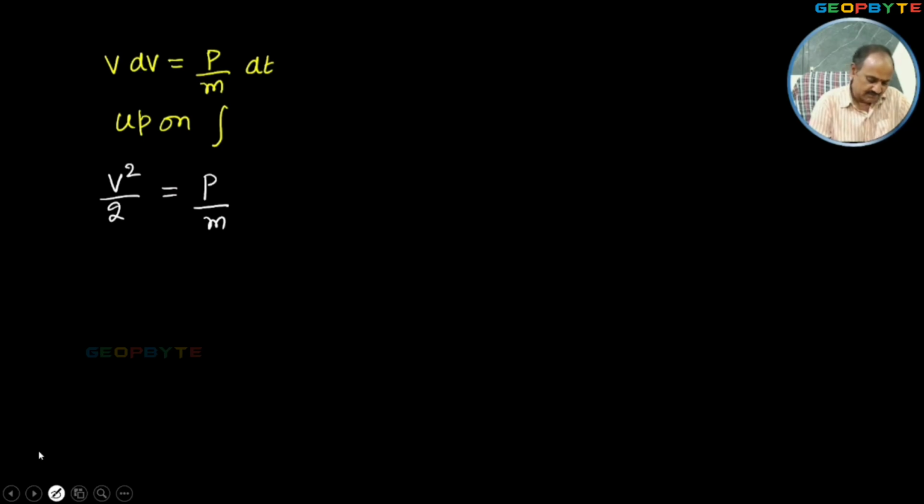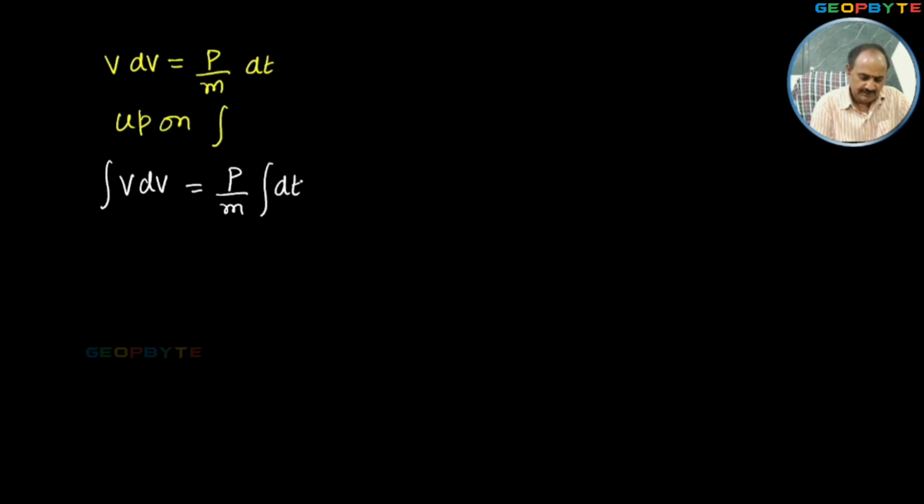Let us write another step. It can be written as integral v dv equal to power by mass constant integral dt. Okay, it can be written as v square by 2 is equal to power by mass into t plus constant of integration c1.